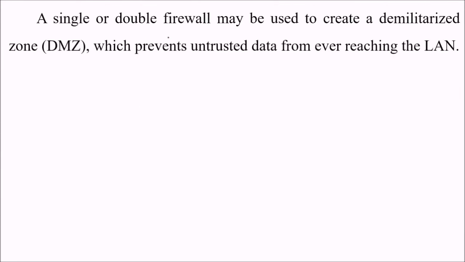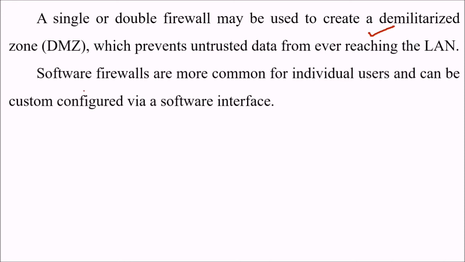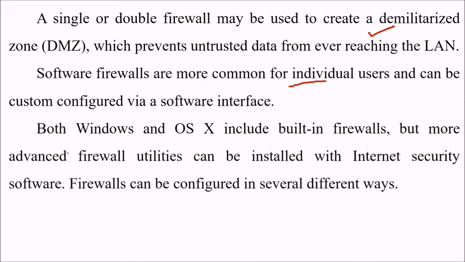A single or a double firewall may be used, as we just saw in the figure, to create a demilitarized zone, DMZ, which prevents untrusted data from ever reaching the LAN itself. Software firewalls are more common for individual users, and they can be custom configured via a software interface. Both Windows and OS X include a built-in firewall, but more advanced firewall utilities can be installed with your internet security software.